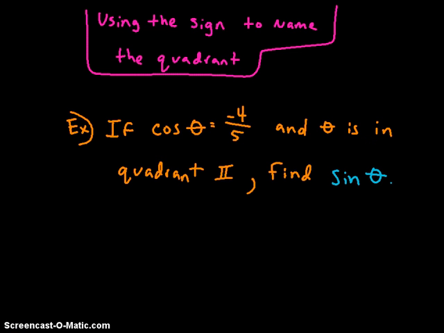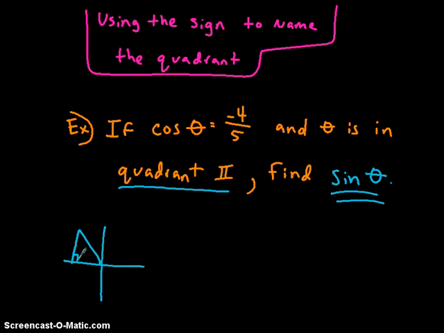In this example, you're given cosine of theta is equal to a ratio, and you're given the quadrant that theta is in, and ultimately, we want to figure out what sine of theta is. So I'll start off by drawing x and y axis, and it says that cosine of theta is negative 4 over 5, and it's in quadrant 2. So if we look at this, here's quadrant 2, and this is my triangle.